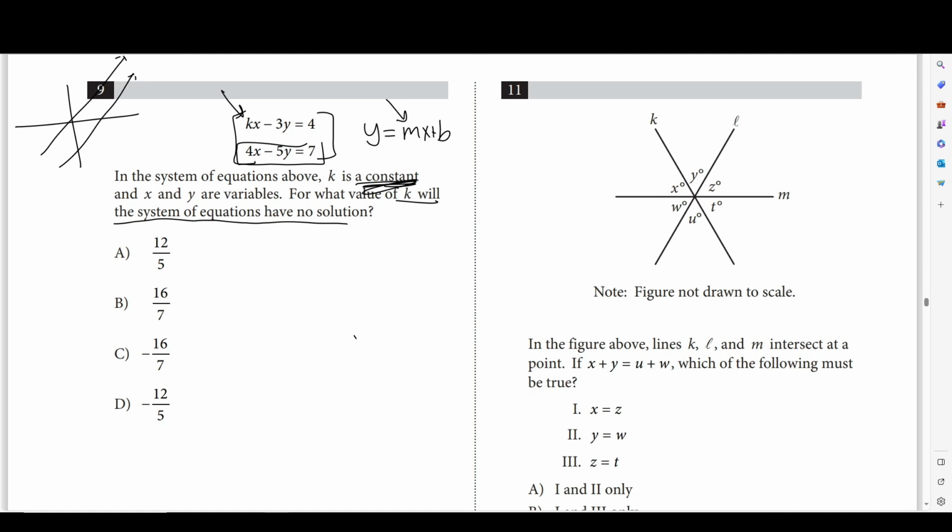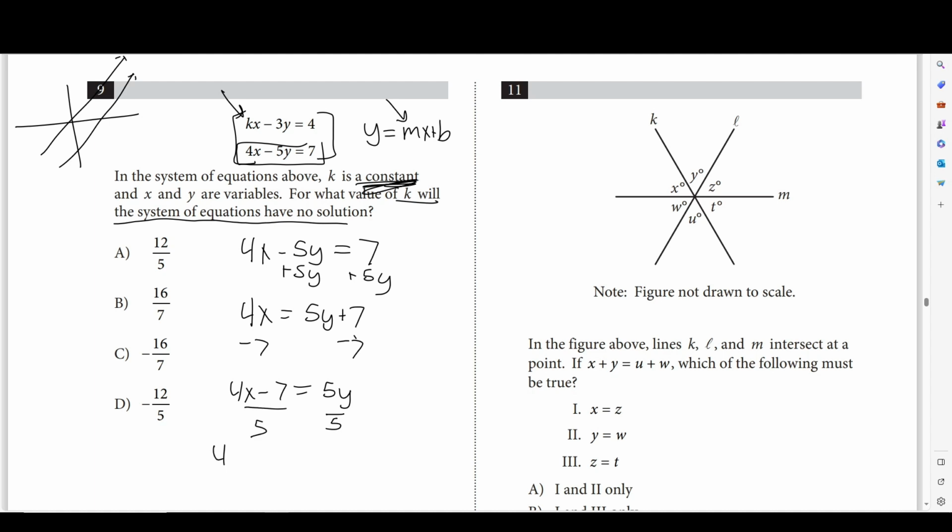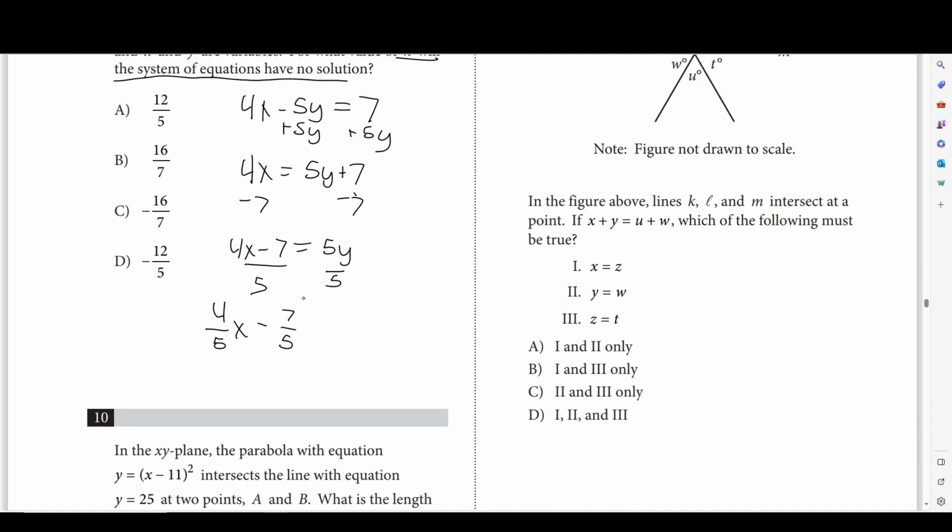So here, I'm going to write 4x minus 5y is equal to 7, right? Now I'm going to add 5y on both sides. And I'm left with 4x is equal to 5y plus 7. I'm going to subtract 7 on both sides. And I'm left with 4x minus 7 is equal to 5y. Next, I'm going to divide by 5 on both sides. And I'm left with 4 over 5 x minus 7 over 5, right? I just split them up, right? Is equal to y, right? So this is our equation.